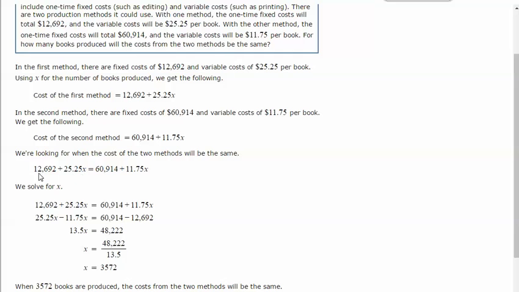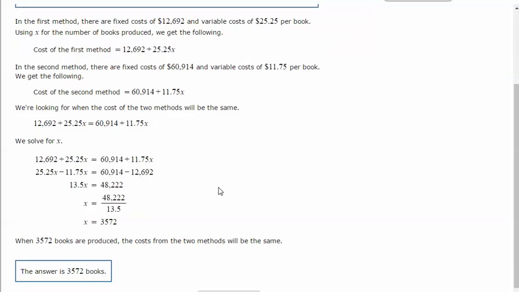We're looking for when the cost of the two methods will be the same. And so we need to put one equation on one side and one on the other and set them equal to each other, because I want to know when this one will be the same as this one. For what number of books produced will the two methods cost the same? And so then we solve for x to get the number of books.